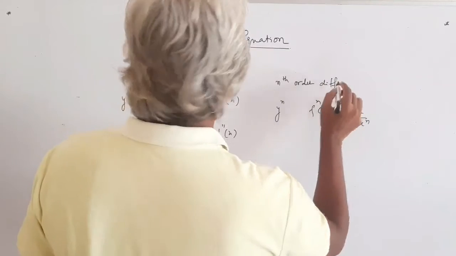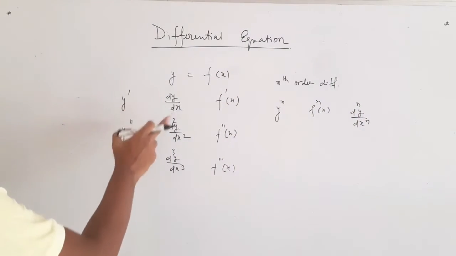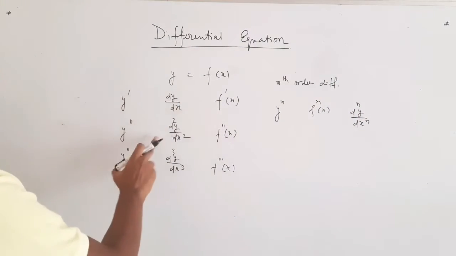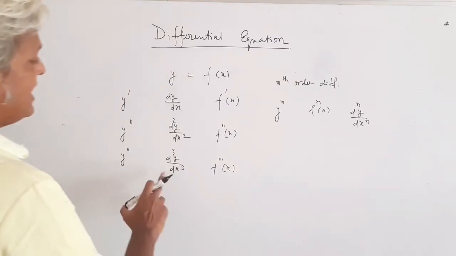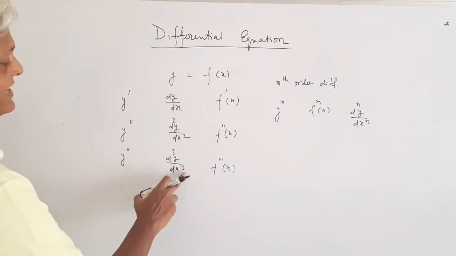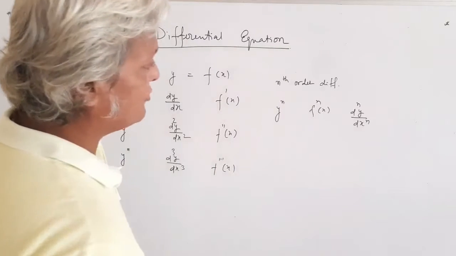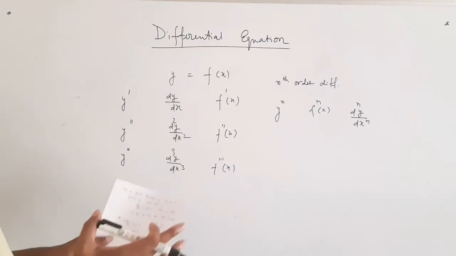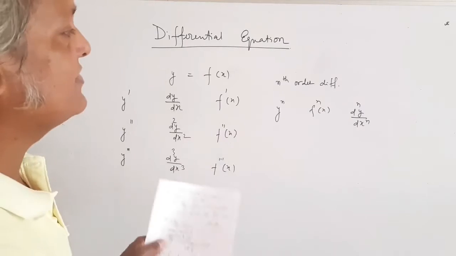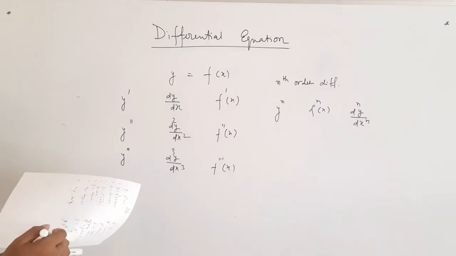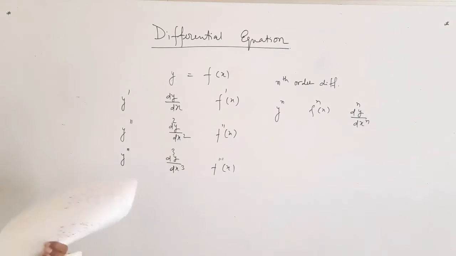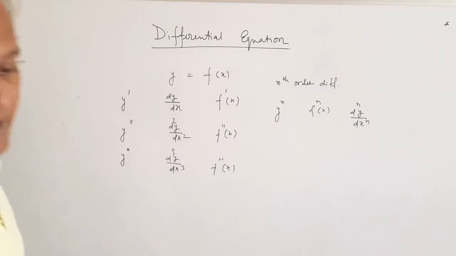So this is first order differentiation, y dash, dy by dx, d square y over dx square, this is second order differentiation, and d cube y over dx cube, third order differentiation. Now this third order differentiation is not a differential equation. But when we talk about the order of a differential equation, then we may have different situations.